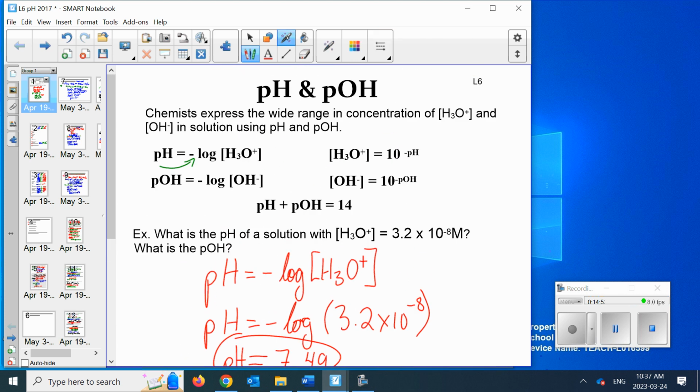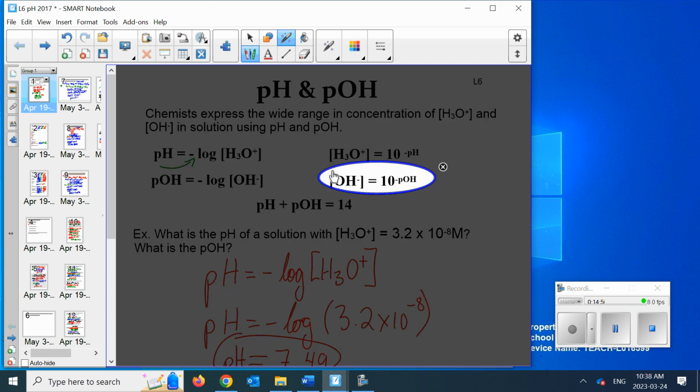If I use pOH, I can get the hydroxide concentration this way. I could just go 10 to the negative 6.51. I get the hydroxide concentration.